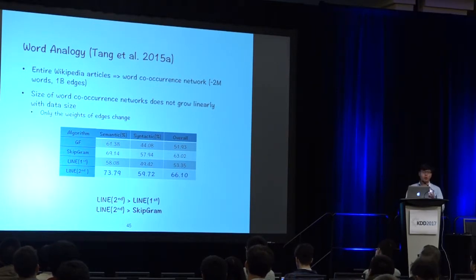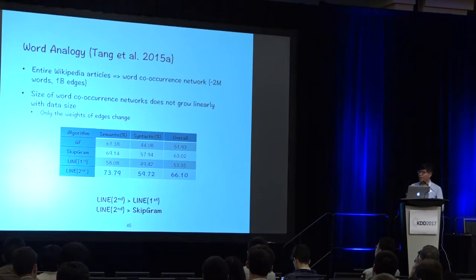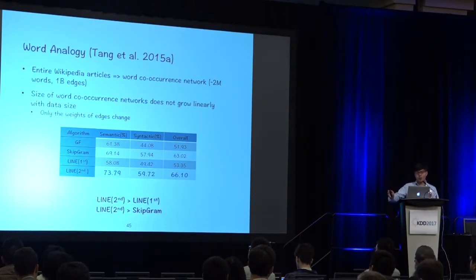LINE with second order proximity outperforms LINE with first order proximity. This is reasonable because two words co-occurring with each other doesn't necessarily mean they are similar to each other, right? But if two words co-occur with many common words, they are more likely to have similar meanings. That's why LINE with second order proximity outperforms LINE with first order proximity. We were also surprised to see that LINE with second order proximity for learning word embeddings can actually outperform the state-of-the-art approach for learning word embeddings, the skip-gram model, which learns word embeddings from the original word sequence.